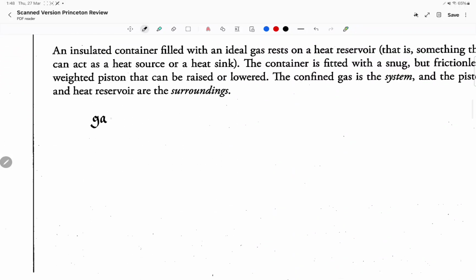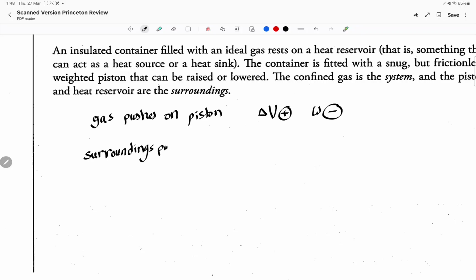So if the gas pushes on the piston, the gas is trying to expand. So its change in volume is positive. That means the work is negative. But if the surroundings push on the gas, you're going to be compressing the gas, which means the work will be positive. So they're always opposite to each other? Exactly. That's number 1.